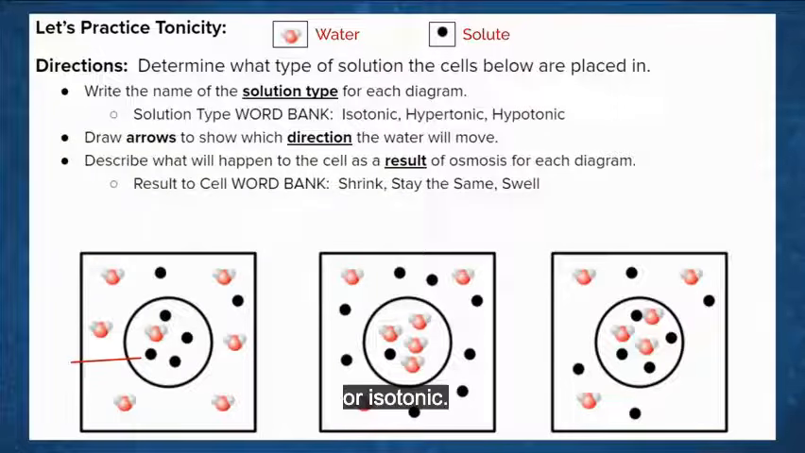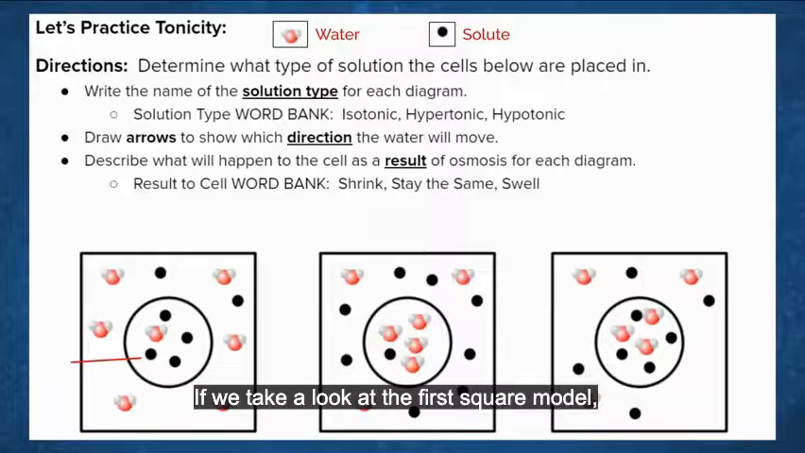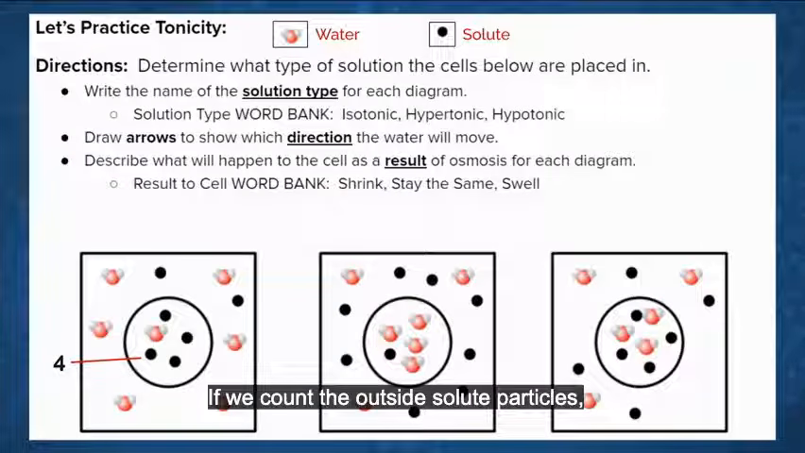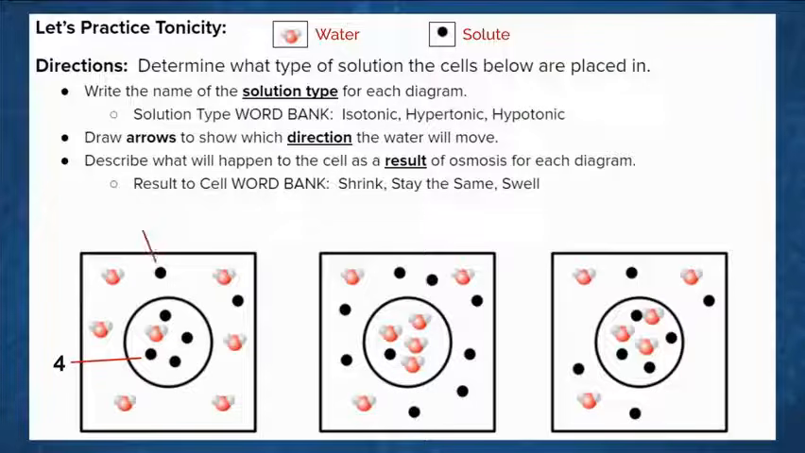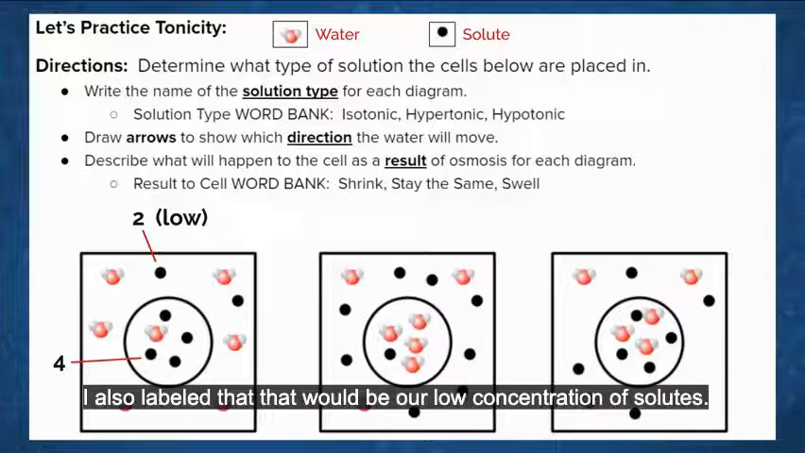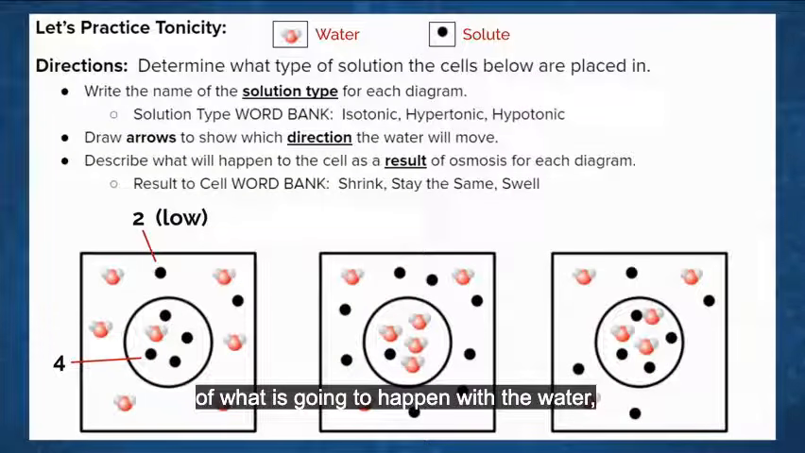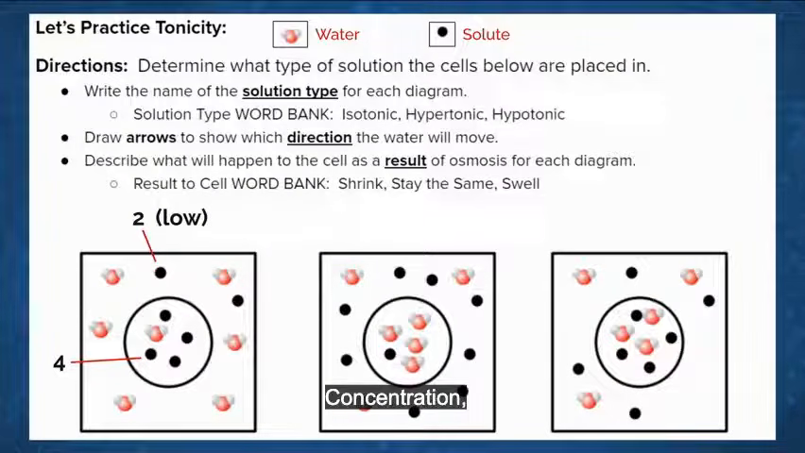hypertonic, or isotonic. If we take a look at the first square model, we're going to count up the inside number of solutes of the cell, and that's 4. If we count the outside solute particles, we will see that we have 2. I also labeled that that would be our low concentration of solutes. We always want to think about these problems in terms of what is going to happen with the water. And remember, diffusion is when particles move from a high to low concentration.